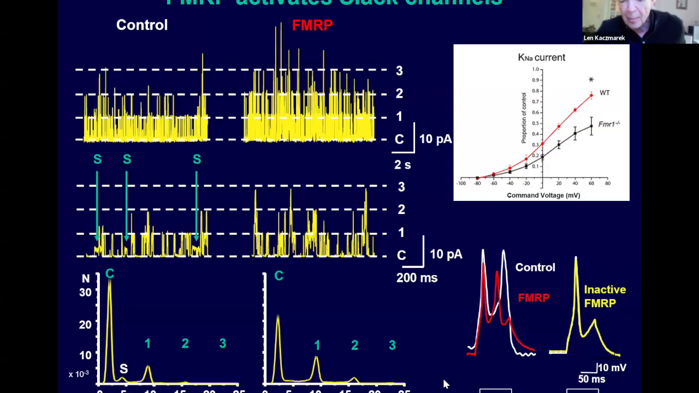Also, if you inject FMRP into a neuron that has SLACK, you get increased repolarization, exactly as you would expect for an increase in potassium current. And if you inactivate the FMRP, nothing happens. Okay.